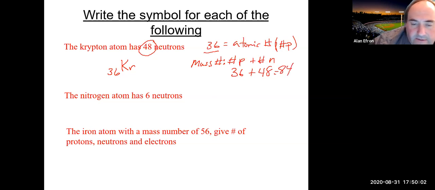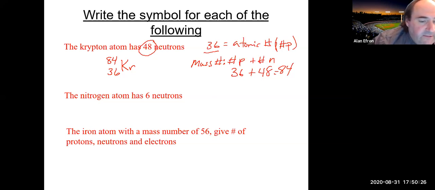And again, in terms of symbol, top left is where we should put our mass number. In this case, you could pretty safely assume that it's neutral, unless it would have told you something, but it definitely is going to be neutral. So in this case, we would know 36 protons, 36 electrons, and our 48 neutrons. Any questions on that particular one there?